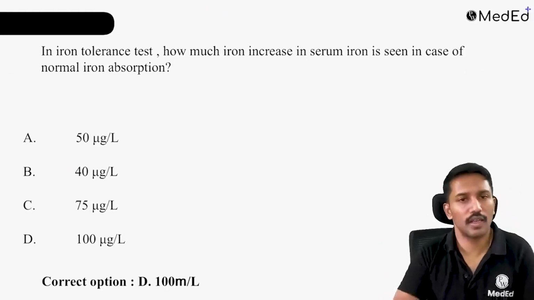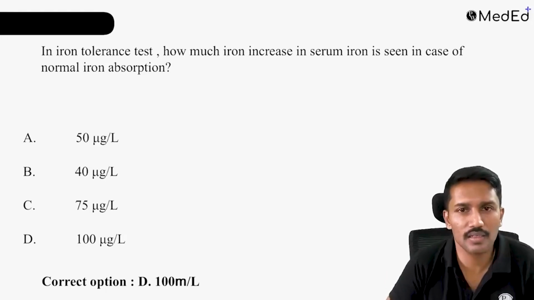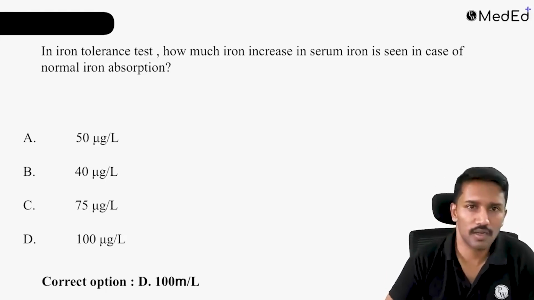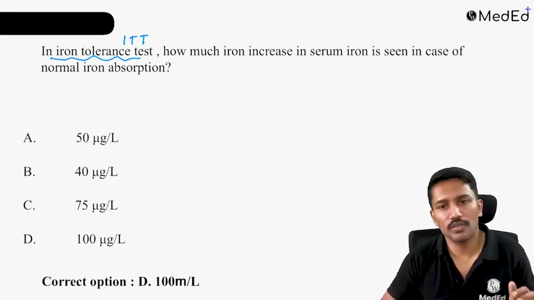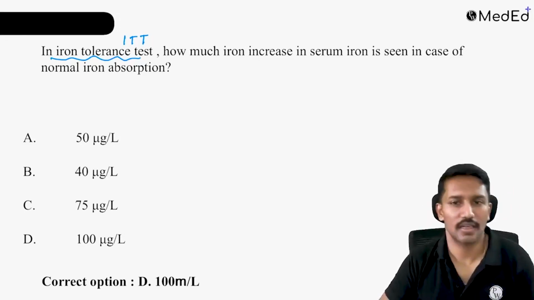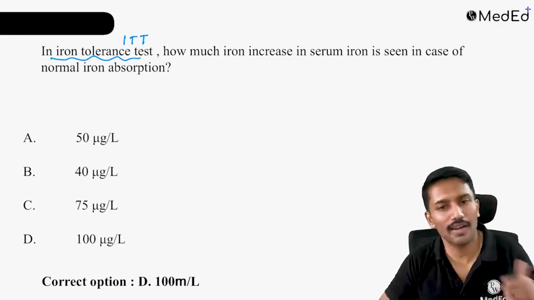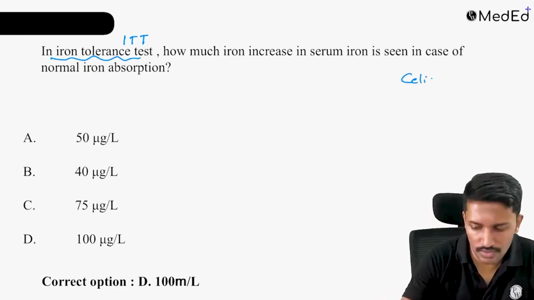Okay, next: in iron tolerance test, how much increase in serum iron is seen in case of normal iron absorption? Right, now why do we do this ITT or iron tolerance test? We mainly do this to assess the absorbing capability of the patient's intestine. See, nowadays there are a lot of conditions where iron absorption doesn't happen properly. A classical example I can give you is celiac disease.